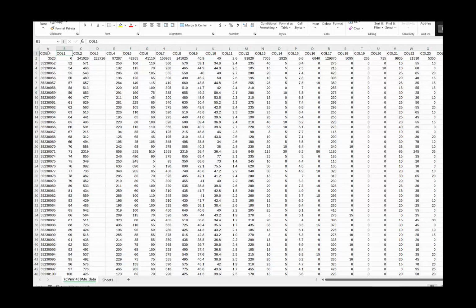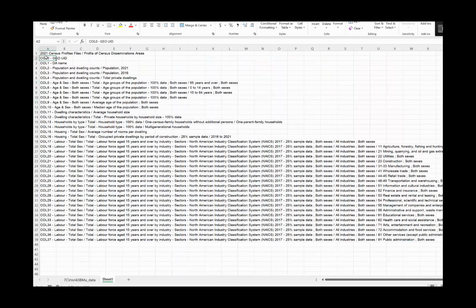Column 1, so column 0 is the DAUID. Right here, the DAUID is the number of the dissemination area that eventually we will use to match with the spatial unit in QGIS. And the rest of the columns are the variables we have collected or downloaded from the website.